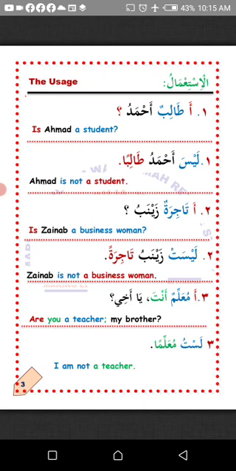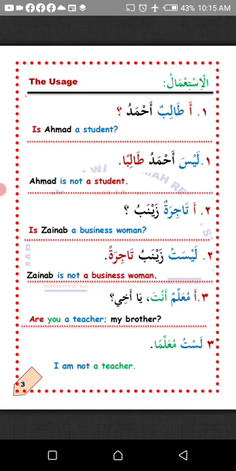So the last letter of the name appearing after laysa must take dhamma, and the last letter of the second word appearing after laysa must take double fataha. For instance, laysa Sulaymanu muhandisan. Sulaiman is not an engineer. La'alaka fahimt? I hope you understand.